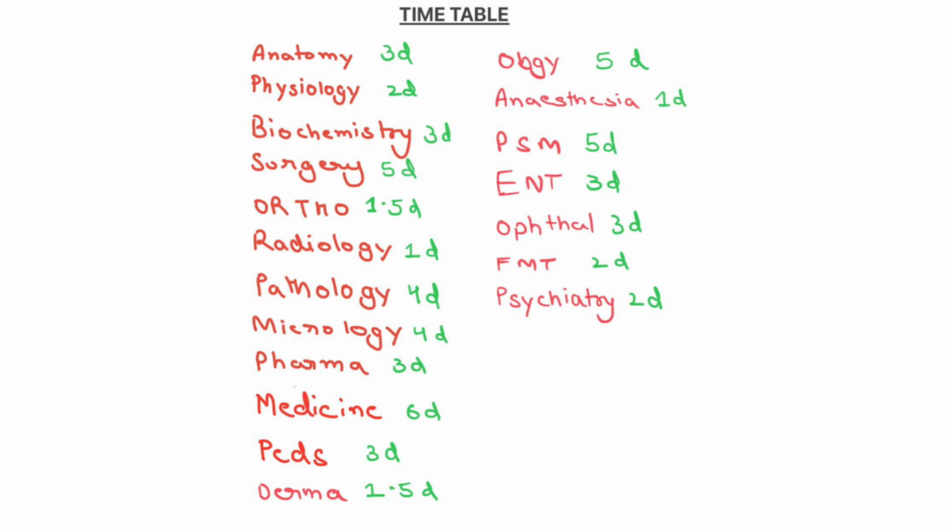Right now there are two types of students: one who has already started, and second who is going to start right now. For both the students, this timetable is going to be helpful because you can integrate it however you want. This timetable is of 58 to 60 days, so you can customize it according to your needs. As you can see, I have given anatomy 3 days, physiology 2 days, biochemistry 3 days, surgery 5 days, ortho 1.5 days, as you can do ortho in 1 day and half a day for the questions, and radio, patho, micro, and so on. You can see the timetable.